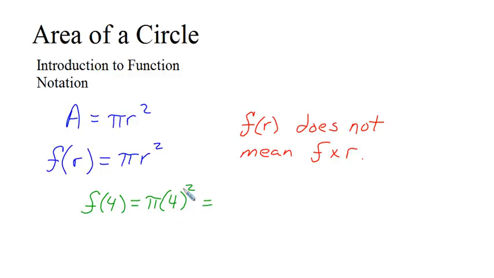And if I evaluate this, I could find the value of the actual area. 4 squared is 16. And I have 16 times pi. And I'm not going to go ahead and multiply that out. It would be approximately about 49.